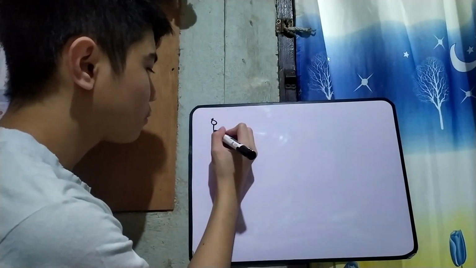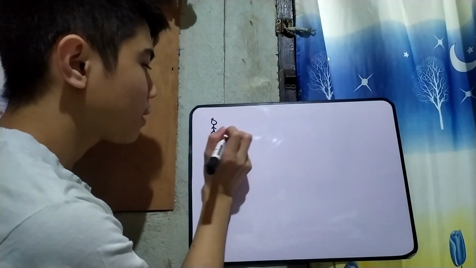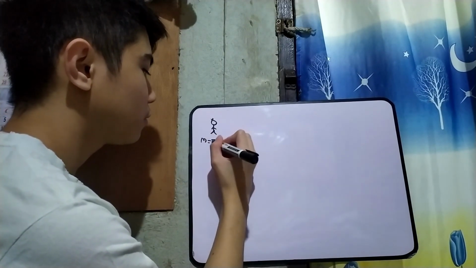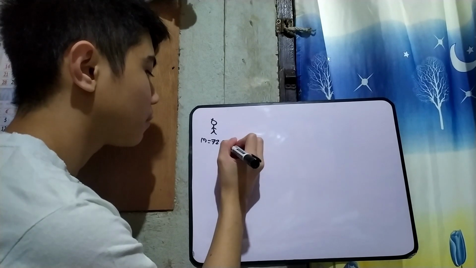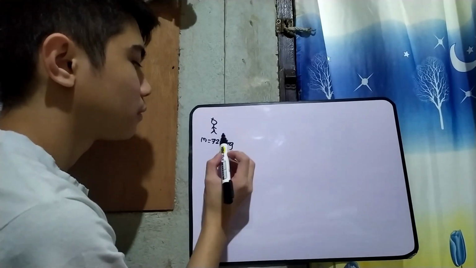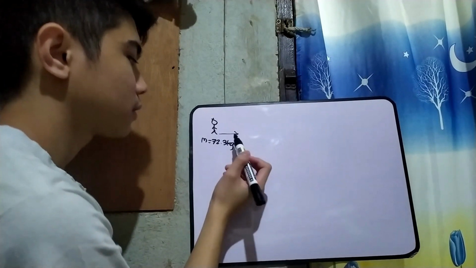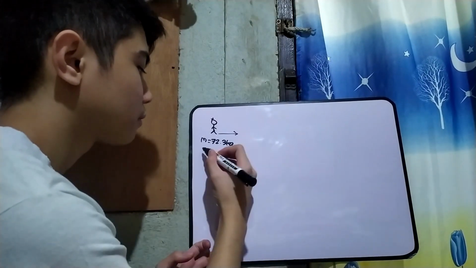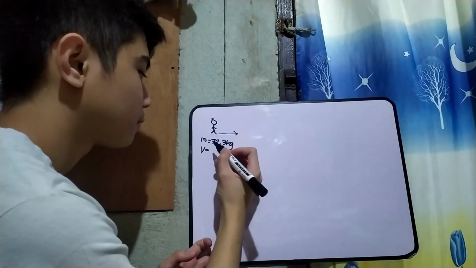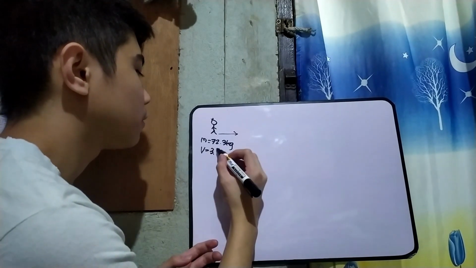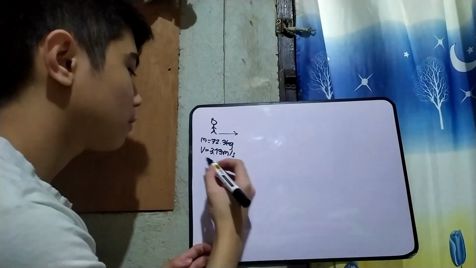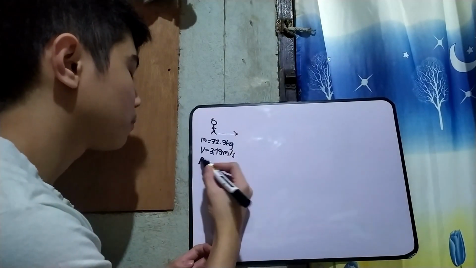Yung man daw na may mass na 72.3 kg ay tumatakbo sa positive x direction na may speed na 3.13 meter per second. So ano daw yung momentum?